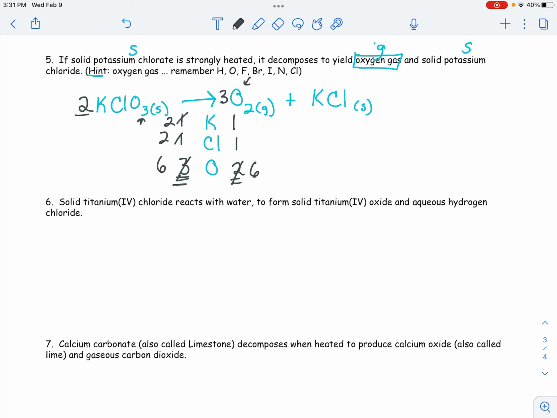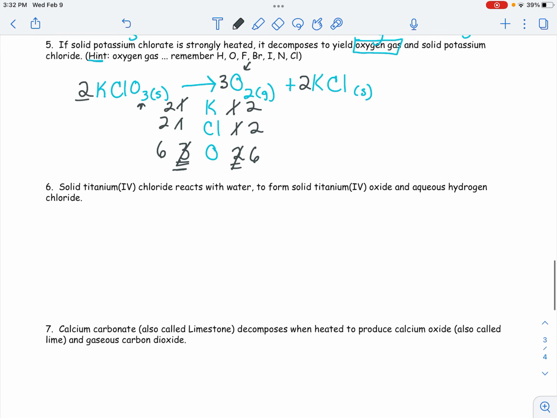Then I need to get my product side potassium and chlorine balanced. Let's focus on potassium first, because that's at the top. I had 2 on my reactants, so I want to put 2 there, so I have 2 on my products. Remember, it also impacts the chlorine, so the chlorine goes from 1 to 2. Once again, by focusing on things one step at a time, we managed to balance it just fine.